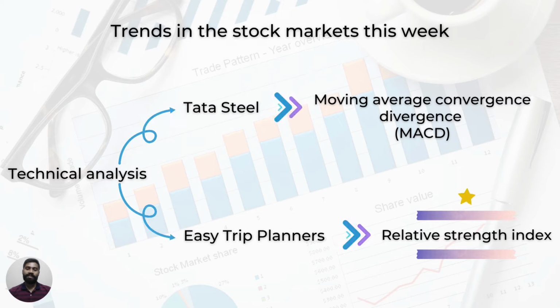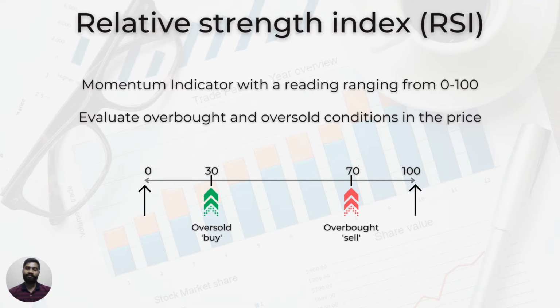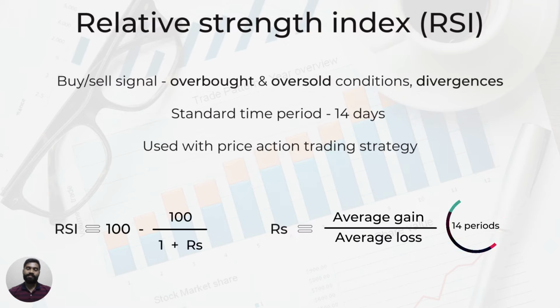Now, before we analyze Easy Trip Planners, let's have a quick overview of the relative strength index. The relative strength index, RSI, is a momentum indicator with a reading ranging from 0 to 100. Whenever the indicator goes below 30, it represents oversold, meaning a buy signal. Whenever it goes above 70, it represents the overbought zone with sell signals. And it's not a hard and set rule that the 70 and the 30 numbers should be the same for every price. It depends on the strength of the uptrend and different stock prices as well.